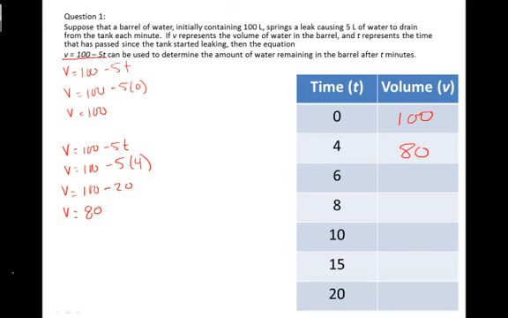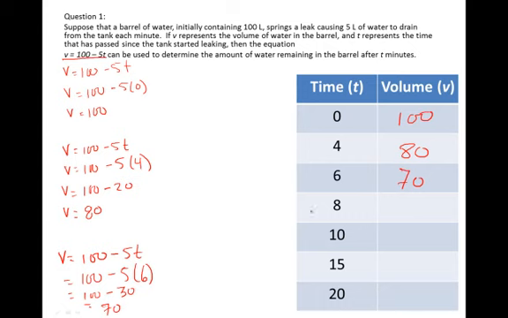Okay, let's do it for 6. V equals 100 minus 5T. Again, that's the formula. 100, and I'm going to now, instead of T, put 6. 100 minus 5 times 6, that's going to be 100 minus 30. And then 100 minus 30 is 70. So after 6 minutes, there is 70 liters in the tank.